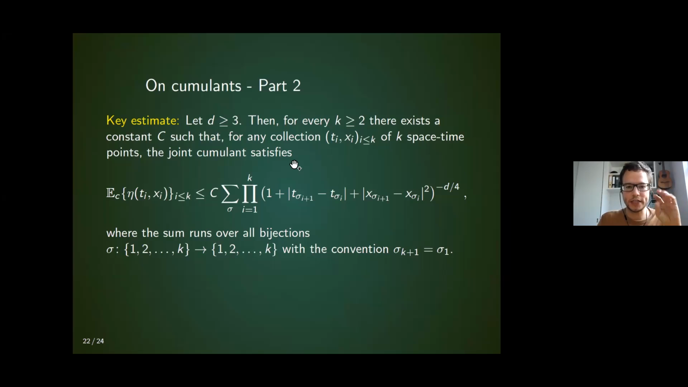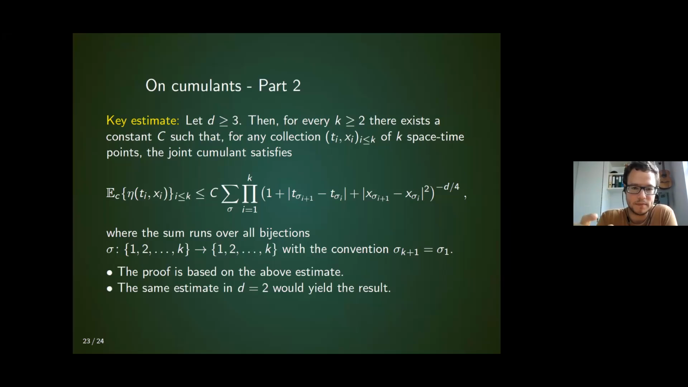You can, for instance, check in the case k equal to 2, in the case that t_σ(i) minus t_σ(i+1) is of the order of x_σ(i) minus x_σ(i+1) squared. In the case k equal to 2, this would give exactly the estimate you would get from the usual heat kernel. So this really suggests that this estimate is relatively optimal. So again, this estimate is probably the key estimate in our paper. And if we would have the same result for d equal to 2, then the result would simply be true. So there would be no problem about that.